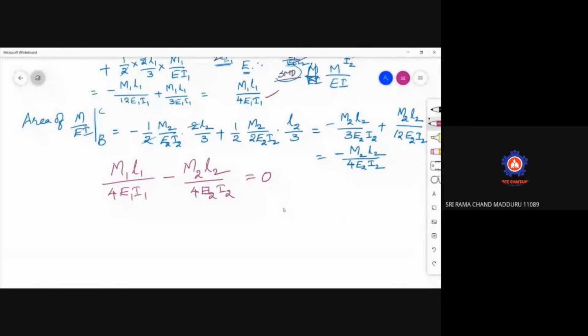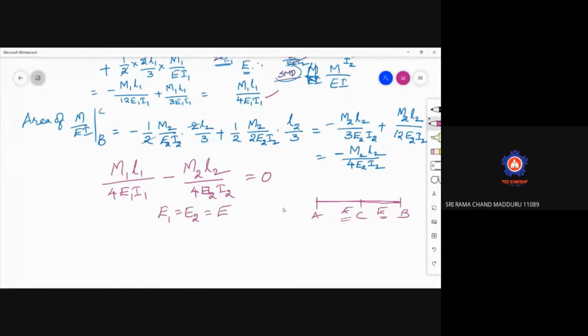Now in this, generally you see your span is like this. This is A, this is C, this is B. So the material will be the same. When the material is the same, Young's modulus will be the same. That is, there is no change in the modulus of elasticity. So that's why E1 is equal to E2 is equal to E in general.